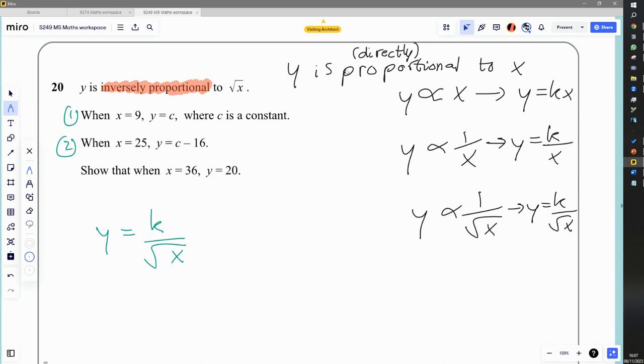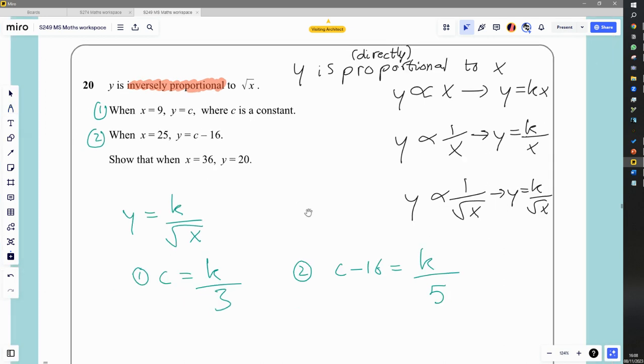So let's just put it all in. We'll do situation 1. We've got y is c. So instead of writing y, I'm going to write c. And then write the k there. And then the square root of 9. Well, the square root of 9 is just 3. So let's just write 3 straight off. And situation 2, we've got y is equal to c minus 16. So c minus 16, and that's equal to k over the square root of 25, which is just 5.